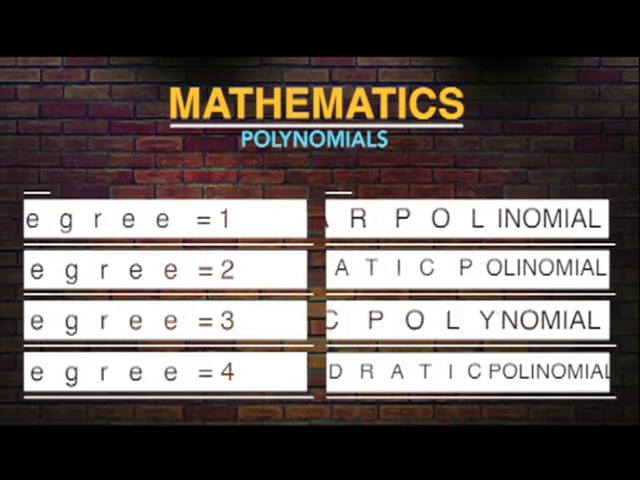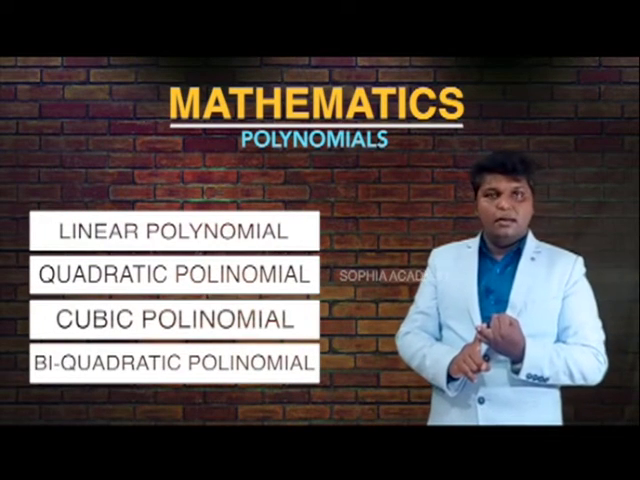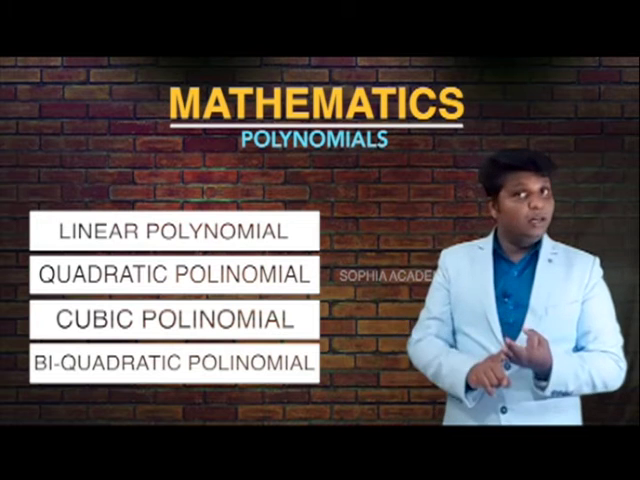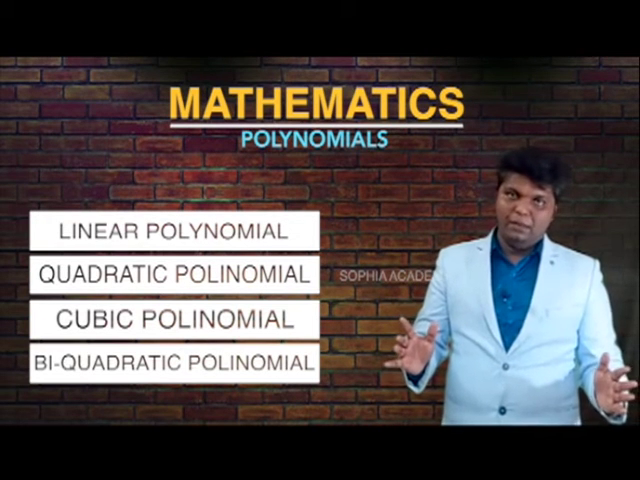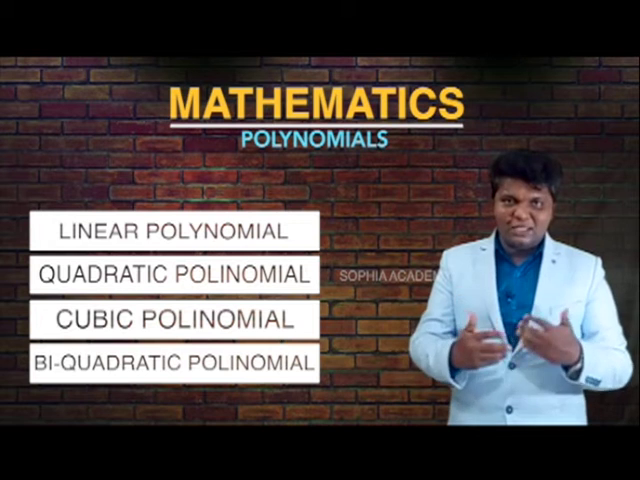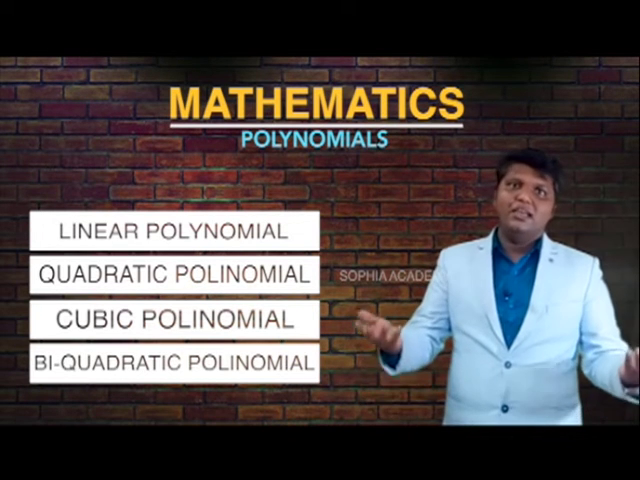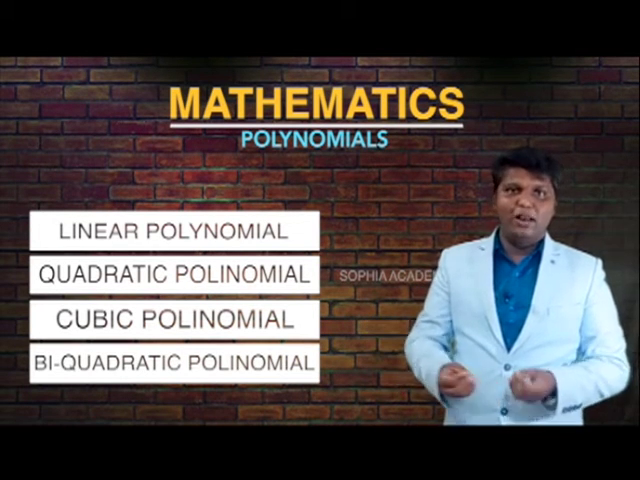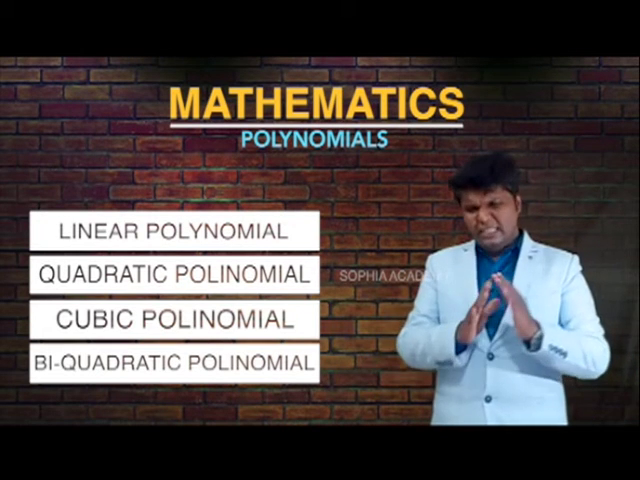So these are the 4 categories. The first one, linear polynomial. Second one, quadratic polynomial. Third one, cubic polynomial. And the fourth one, biquadratic polynomial. Now there may be some kids thinking, what about 5, 6, 7 and 8? For 5 normally we will say it is a 5th degree polynomial, for 6 we will say 6th degree polynomial, 7th degree, and so on. This much is enough actually.